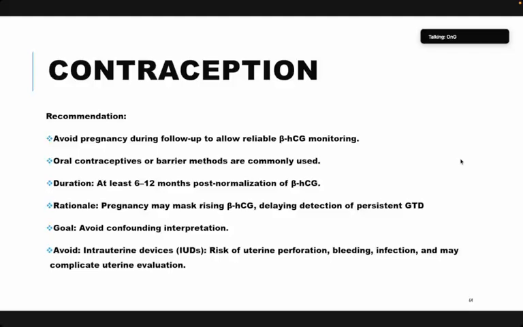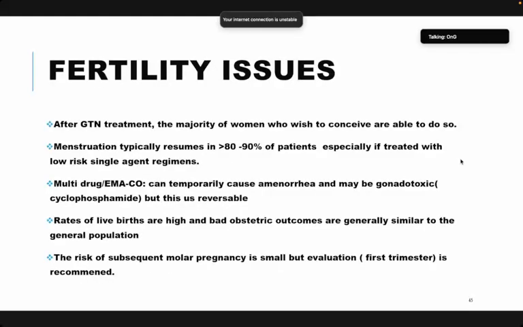With regards to fertility issues after GTN, the majority of patients who wish to conceive are able to do so. Menstruation typically resumes in about 80 to 90% of patients, especially if they are treated with a low-risk agent. Multi-drug EMACO can temporarily cause amenorrhea, but it is reversible. More especially if given at high doses, cyclophosphamide can be gonadotoxic, but it is usually reversible. The rates of live birth are high, and obstetric outcomes are generally similar to the general population.